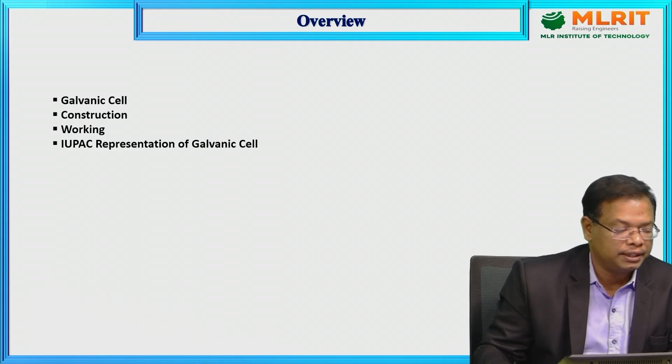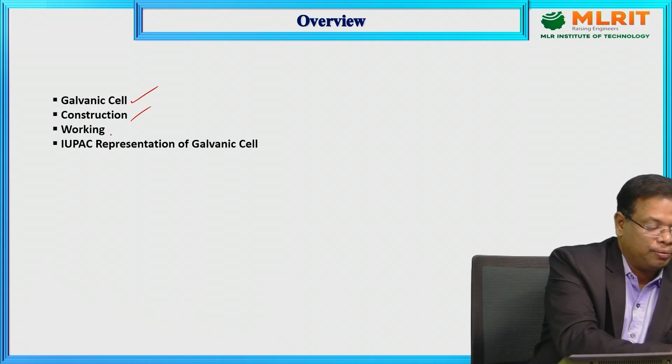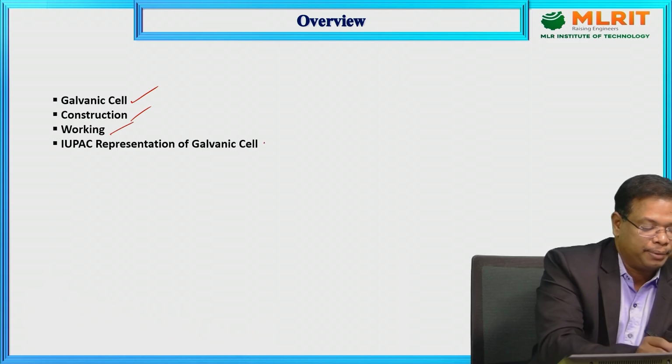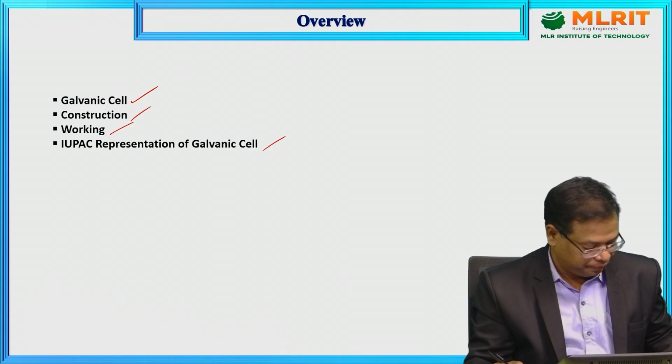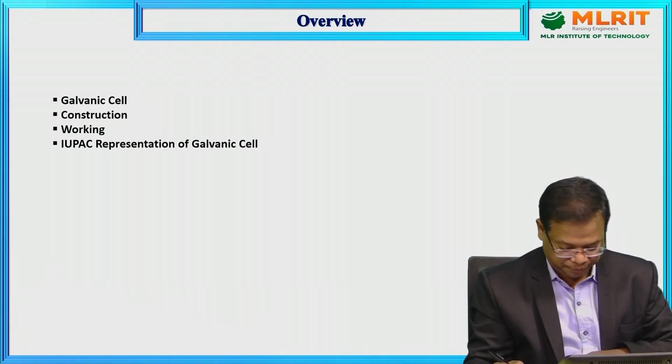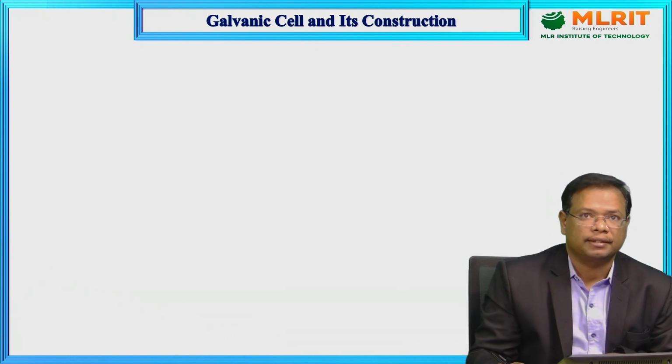So, the overview is galvanic cell, construction, working, and IUPAC representation of the galvanic cell. This is the overview. So, galvanic cell and its construction.